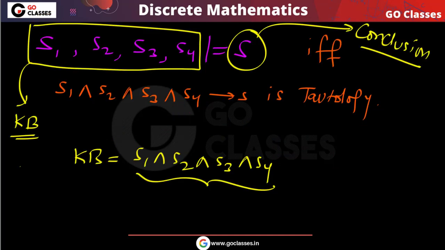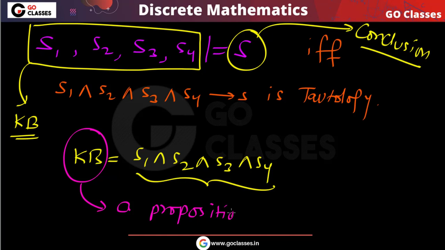So I can say that the knowledge base is basically a propositional formula, or a propositional expression. This is the definition of knowledge base: a set of premises. So if you have four premises S1, S2, S3, S4, then the knowledge base is S1 and S2 and S3 and S4.